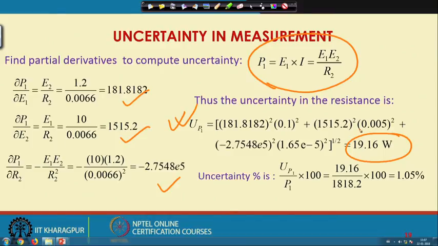I can also express this in terms of percentage. So, uncertainty in P1 divided by P1, the nominal value, into 100 is the uncertainty expressed as percentage. So, this is computed as 1.05%.